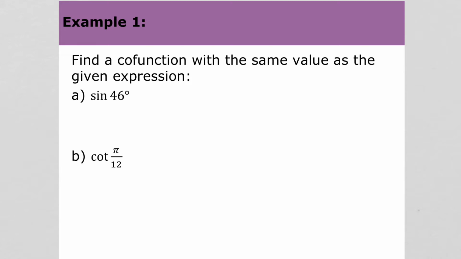So example 1 says, find a cofunction with the same value as the given expression. So we know by our cofunction identities that sine of 46 would be equal to the cosine of 90 minus 46. That is the cosine of 44 degrees. So what this tells us is that the sine of 46 degrees and the cosine of 44 degrees are the same thing.